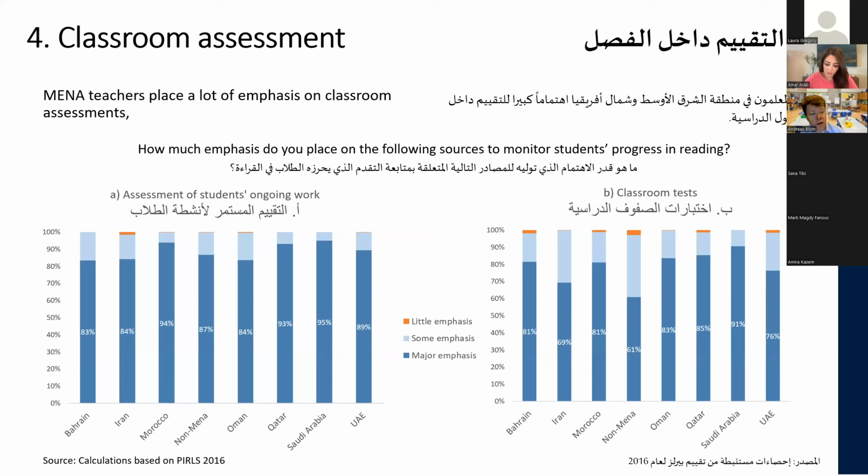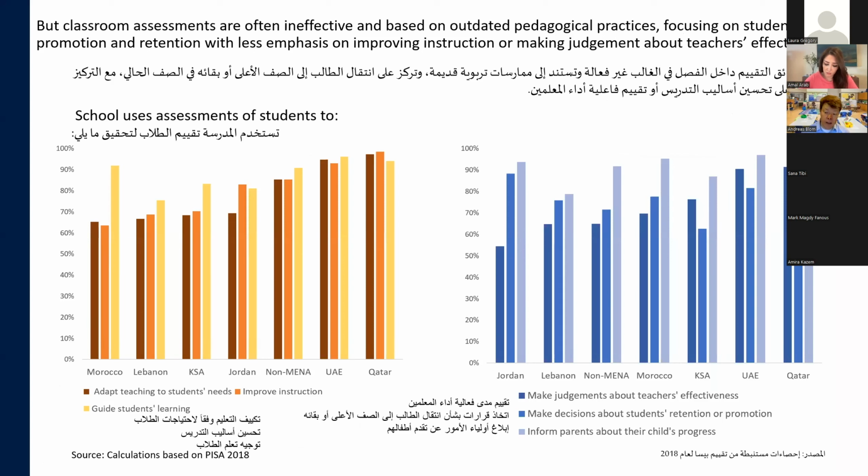If we then move to the final topic on classroom assessments, there is the good news to see that teachers in the classrooms are really using assessments with a major emphasis. Almost 9 out of 10 teachers are saying that they put major emphasis on assessments of students' ongoing work. A little bit fewer are using classroom tests. Something between 6 to 8 out of 10 teachers are regularly putting major emphasis on classroom tests. So it is being done at a classroom level, which is great. It's more, again, the use of the classroom test that perhaps could be emphasized.